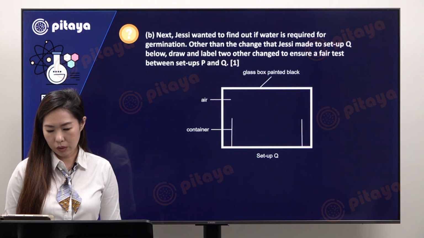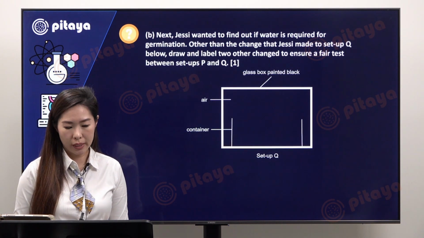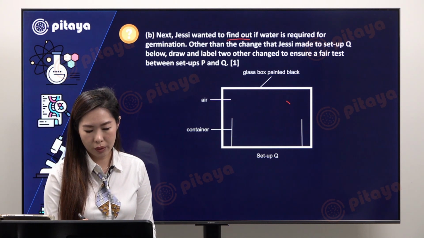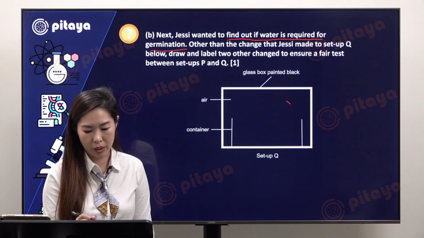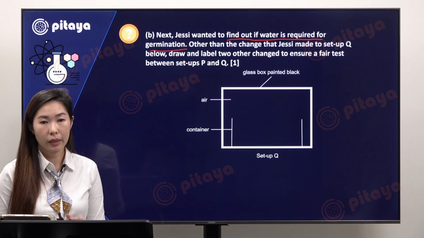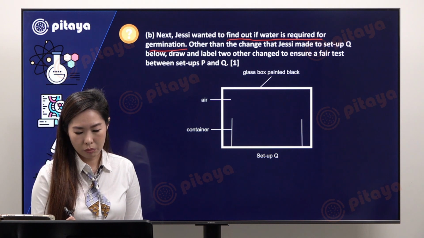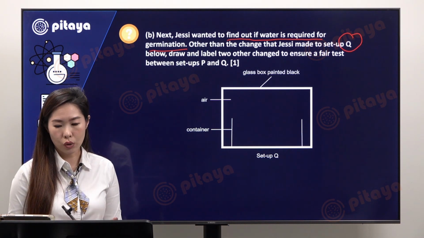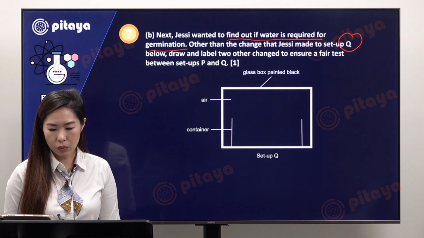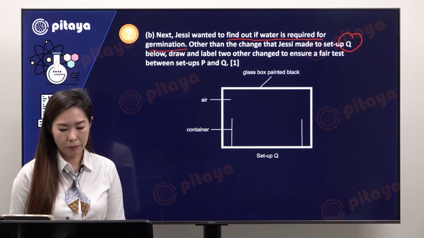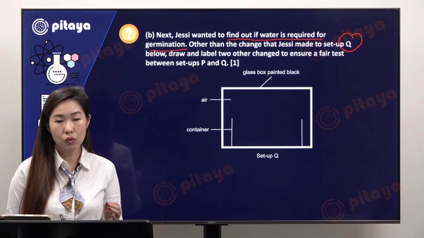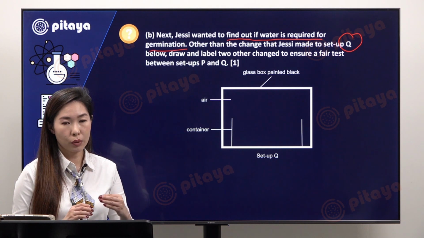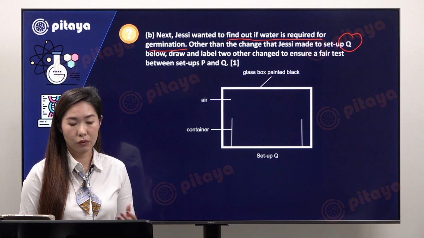Then for the next part, you just need to draw how the setup should look if now she wants to test a different aim: to find out if water is required for germination, how should the setup look? And for this, it is only making changes to setup Q. Draw how it should look. We saw for setup Q, there are different types of seeds. So we have to draw that the seed should not be the same. Both are black beans, but the only difference here should be using a dry cotton wool instead of a moist cotton wool.